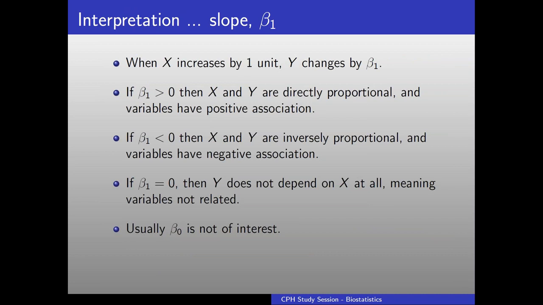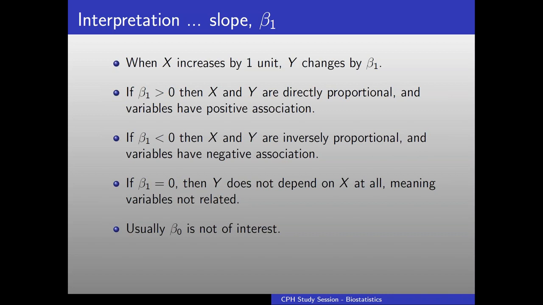The way we interpret beta 1 is it's the amount that y changes when x increases by 1 unit. So if x increases by 1 unit, y changes by a factor of beta 1. For example, if y is BMI and x is calorie intake, beta 1 would represent, on average, how much increase there would be in BMI for a 1 unit increase in calorie intake.